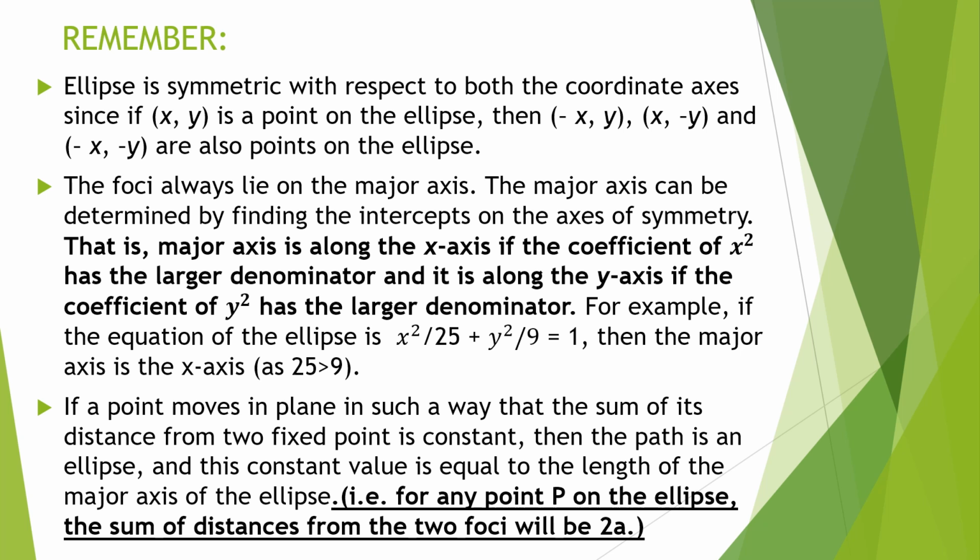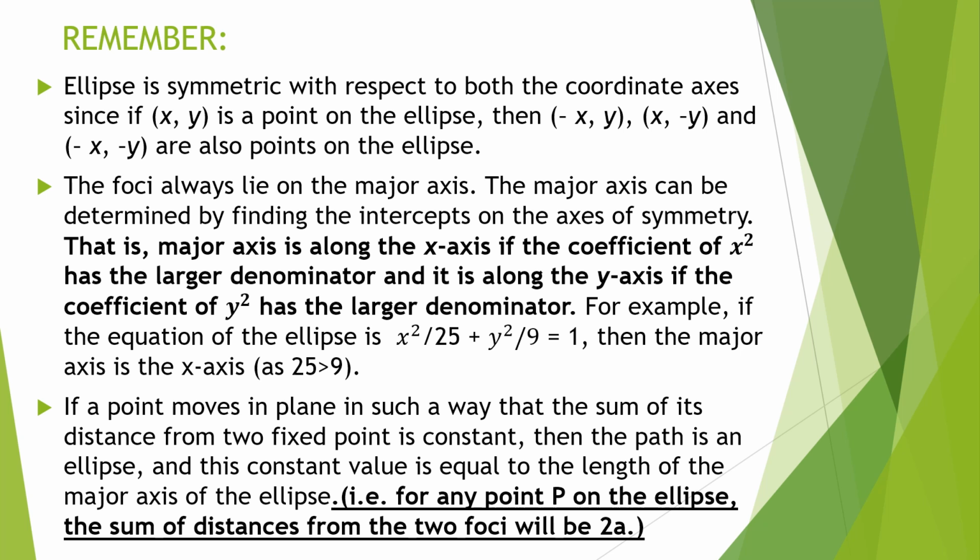Some points to remember. The ellipse is symmetric with respect to both the coordinate axes. Since if (x, y) is a point on the ellipse, then obviously (minus x, y), (x, minus y) and (minus x, minus y), all these will also be points on the ellipse. The foci always lie on the major axis. The major axis can be determined by finding the intercepts on the axis of symmetry.